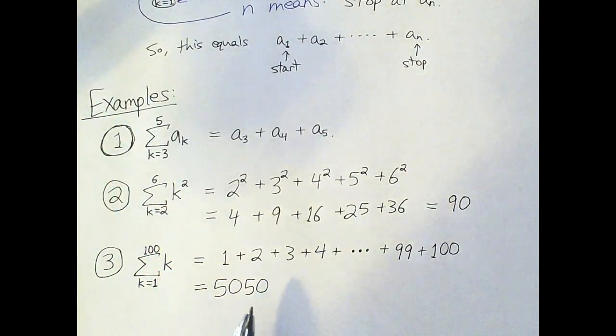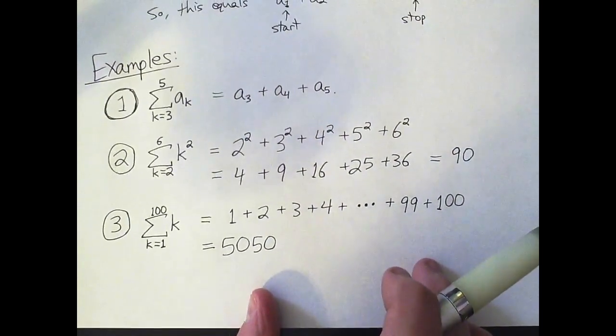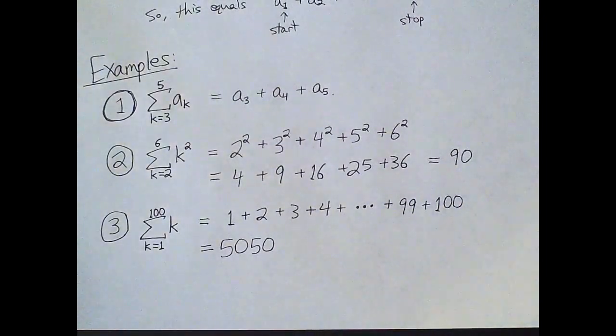In fact, if you're curious about how you know this equals 5,050, there's actually a nice way to prove it. The proof is in the recommended textbook that we're following along with. If you're curious, you can look at that, or you could ask me about it sometime. But it's not super important for us to go over the proof of that right now. The main thing we're trying to do is just get used to this notation.